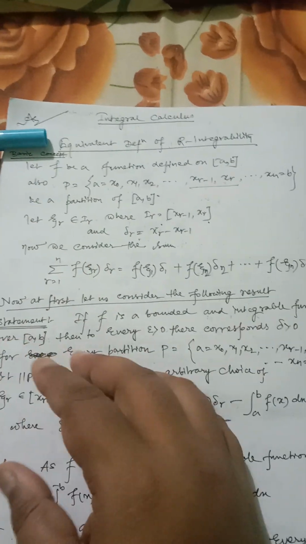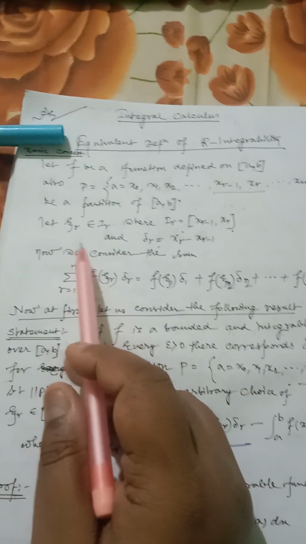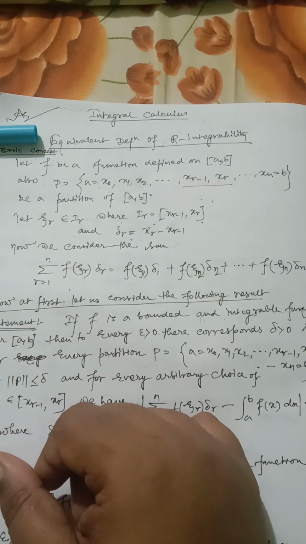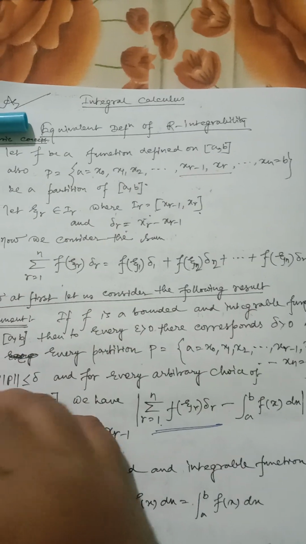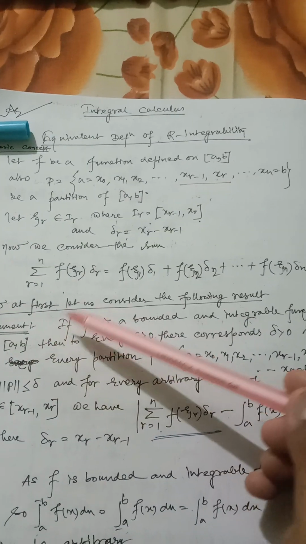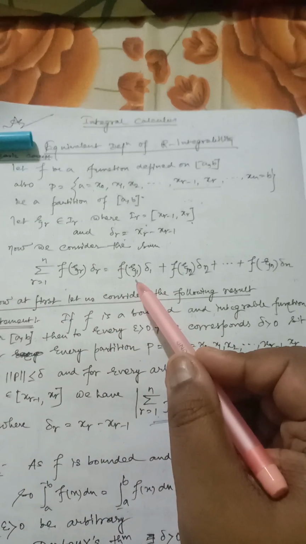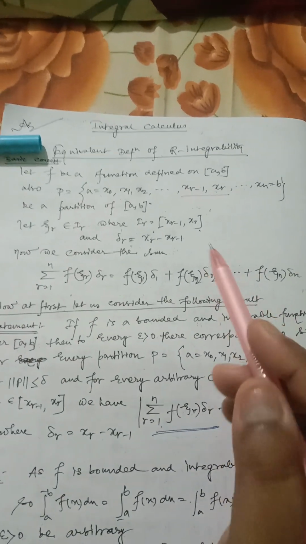Now let us consider the sum corresponding to this particular partition. Each and every interval contains a point like xi_r. So for the first interval I1 I am going to choose xi1, for the second interval I2 I am going to choose xi2, and so on. So let us consider n number of subintervals, and we are defining a new sum that is given by summation of f(xi_r) into delta_r. If I split this summation, it will look like f(xi1) delta1 plus f(xi2) delta2 and so on up to f(xin) delta n. Now this particular summation will play a vital role while defining the alternative definition of Riemann integrability.